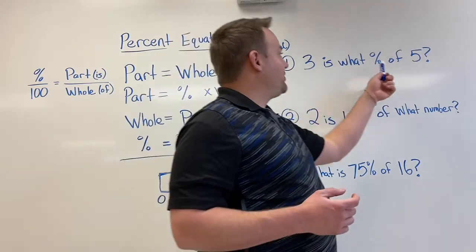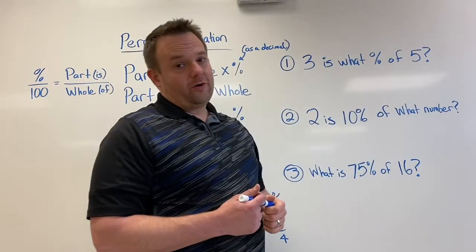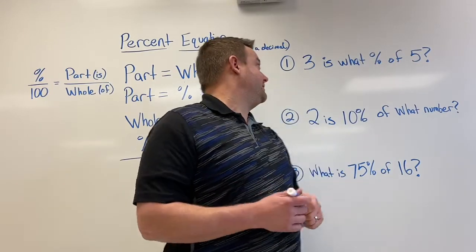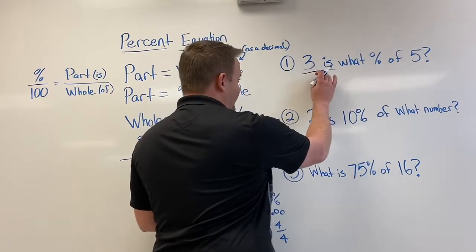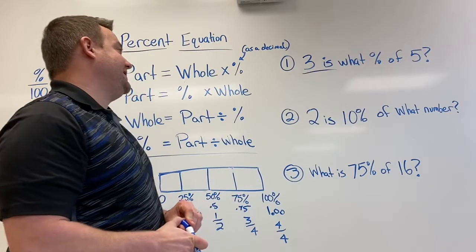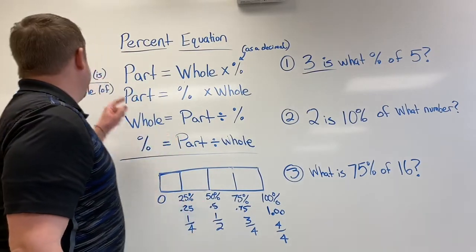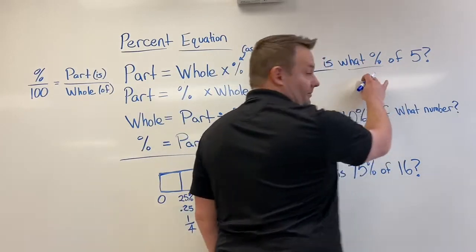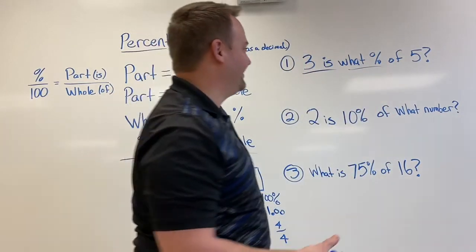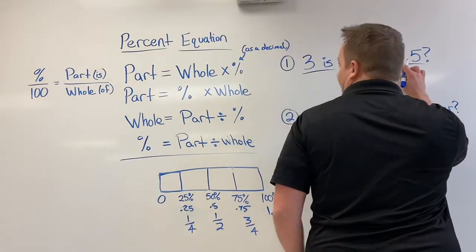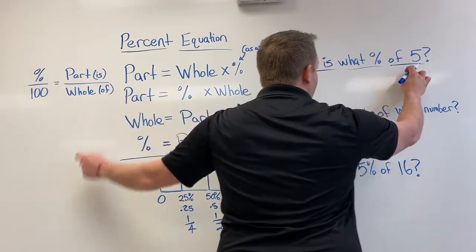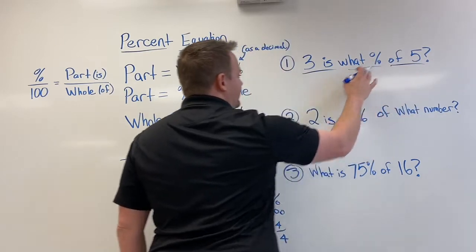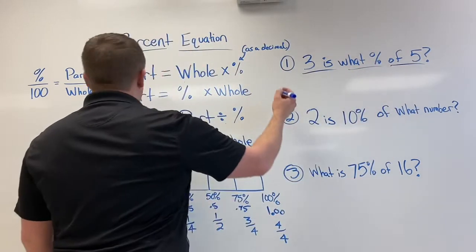3 is what percent of 5? What are we missing? The part, the percent, or the whole? Well, let's break this down. 3 is, well, is indicates the part. What percent, well, that's what we're missing. Of what? Of indicates the whole, of 5. So 3 is what percent of 5? We're missing the percent. So let's do the proportion first.